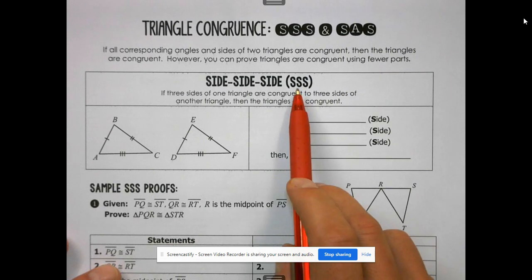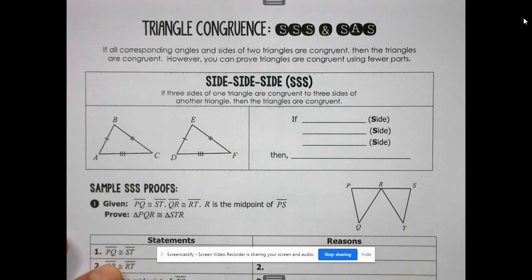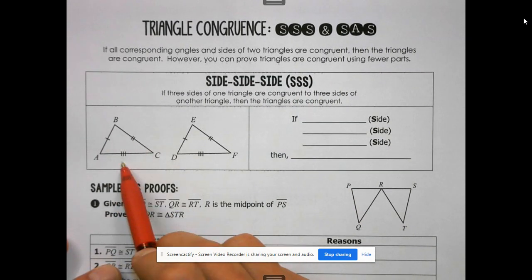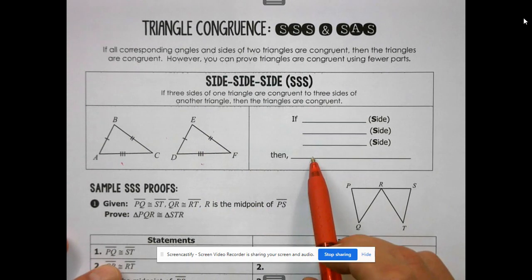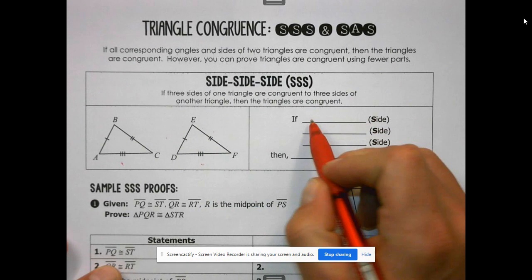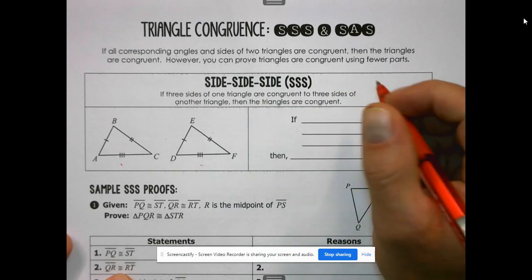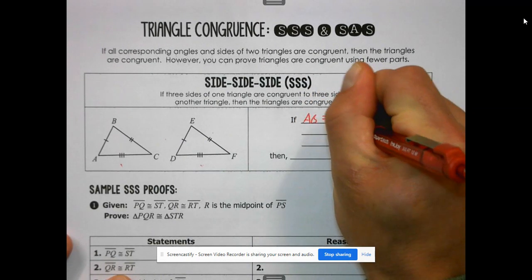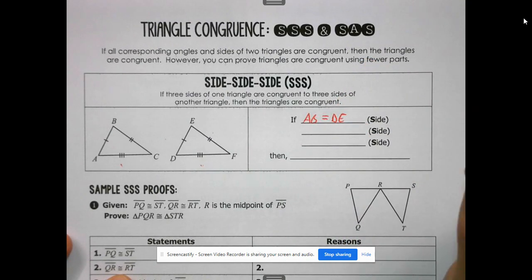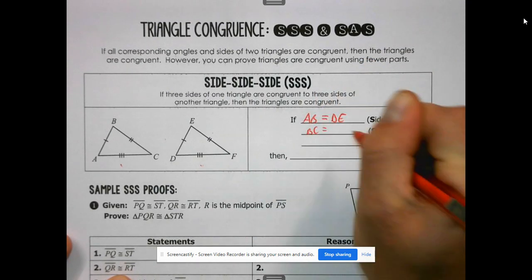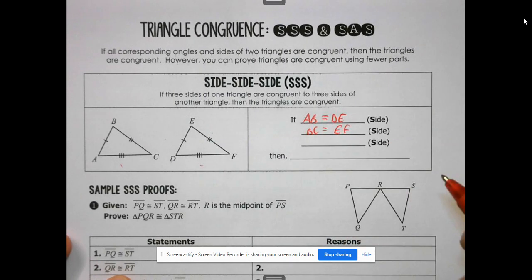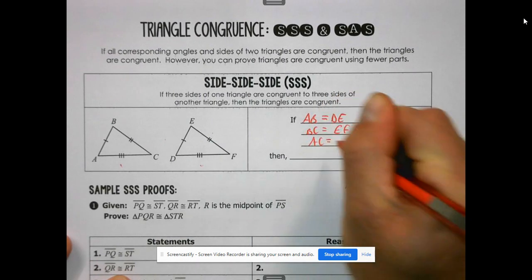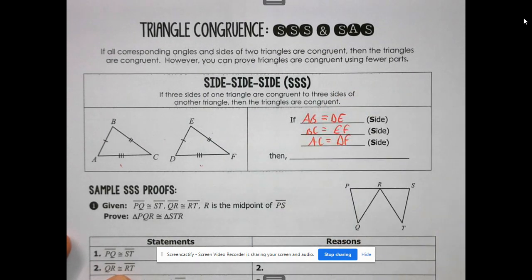So in this case, we're going to talk about side, side, side. Just like on your reference sheet, you have to have all three sides that match up, and then you can say the triangles are congruent. On the right-hand side here, we'll just match up the sides. If AB is congruent to DE, BC is congruent to EF, and AC is equal to DF, then I can say the triangle is congruent.